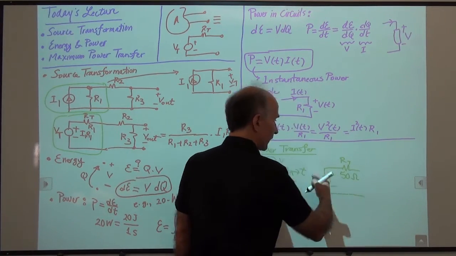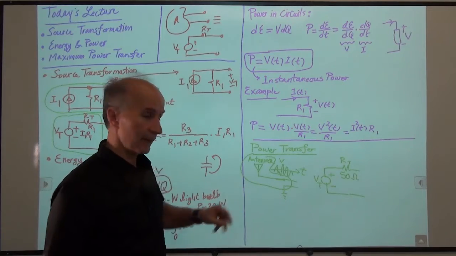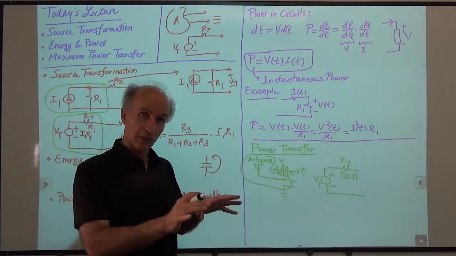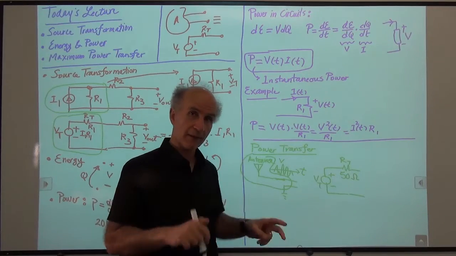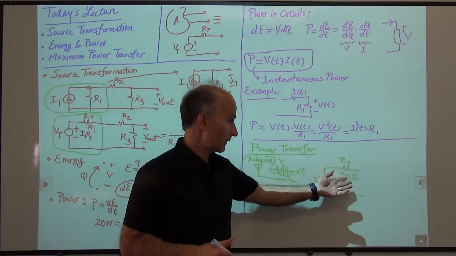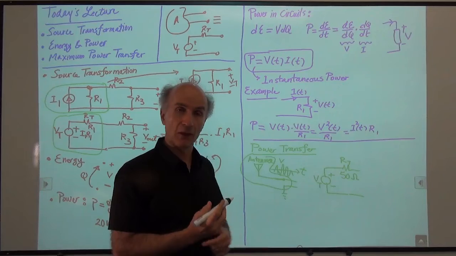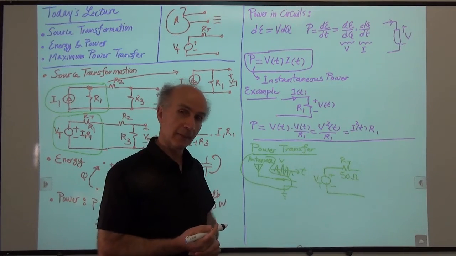So this whole thing models this antenna. The antenna generates a voltage, so it has to have a voltage generator, and its output resistance is not 0, it's 50 ohms. All right, so we'll take that.